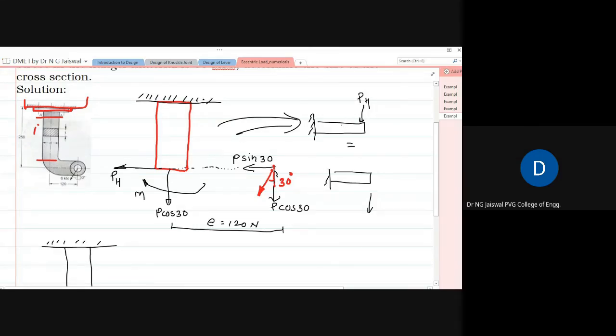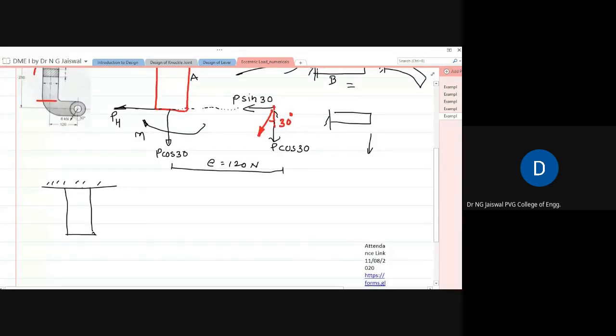If it is a cantilever beam, we always say that the cross section which is nearest to the support is subjected to maximum bending moment, which is given by PH into this much distance. Because of that, this will be a loading. This will be an effect of bending. What I see here is that because of PH, A fiber is subjected to tension, and B fiber is subjected to compression.